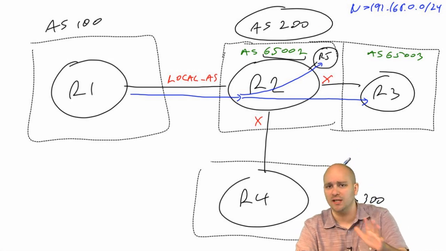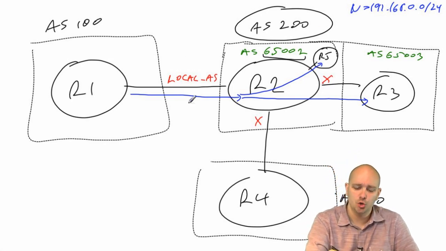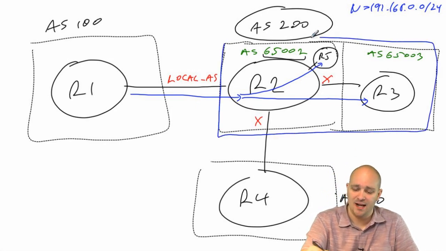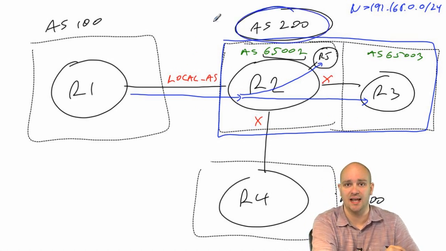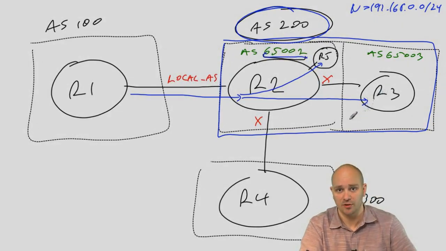So, to recap, no advertise, do not advertise, to anyone, not internal peers, not other members of the confederation, not external peers, not anyone. No export simply means do not advertise outside your own AS. Now, in the case of confederations, that means do not advertise outside AS 200. With the local AS, that means you can advertise inside your own subconfederation, but do not advertise outside the subconfederation AS.